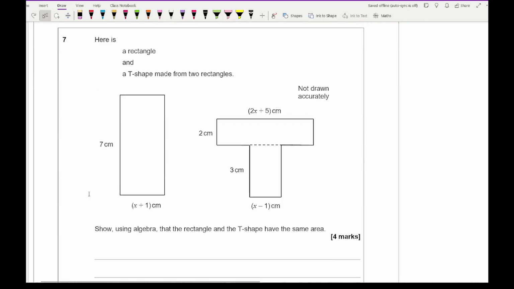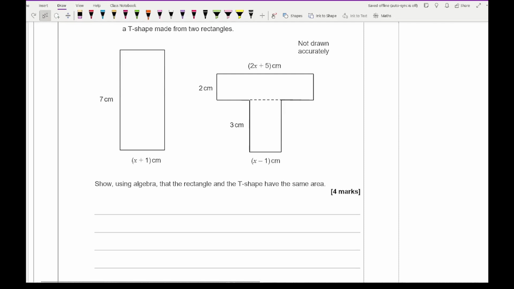Then for question 7, it says here is a rectangle and a T-shape made from 2 rectangles. Show using algebra that the rectangle and the T-shape have the same area. So if I work out the area of the rectangle, by multiplying the height and the width, that's going to be 7 lots of x plus 1, which expanded and simplified is 7x plus 7.